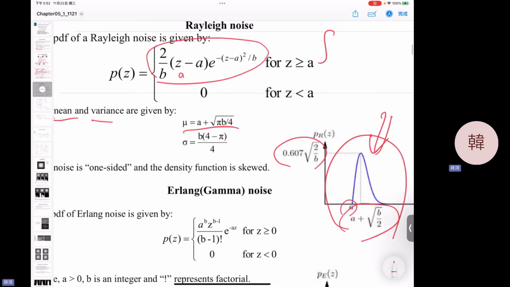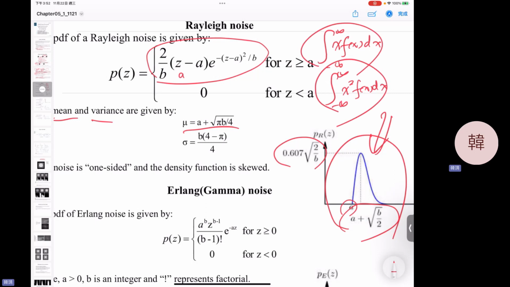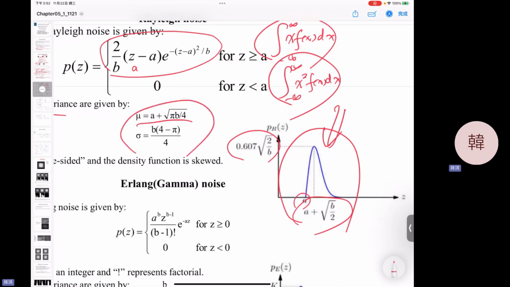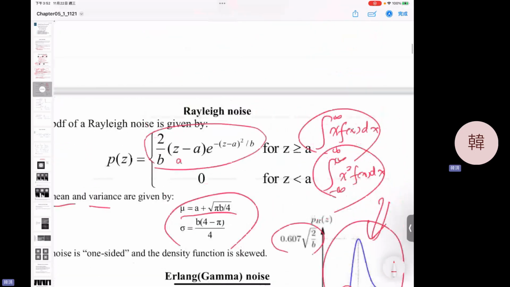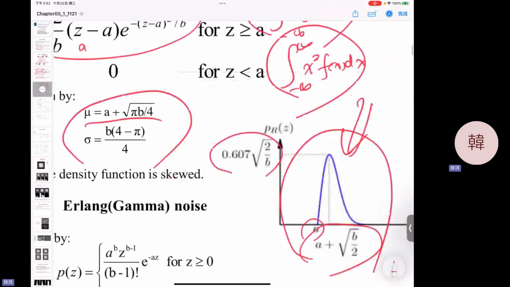When you want to calculate the mean value, you can do this: try to find it out. And when you want to find the variance, this should be sigma squared, and then use the PDF function to evaluate the variance and the mean value of your noise model. Here we provide the result for the Rayleigh noise. Okay, so this is the second type of noise model.